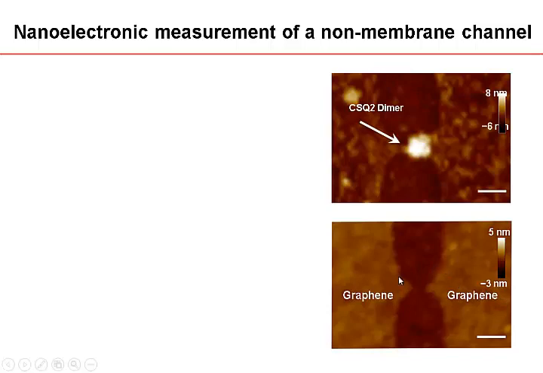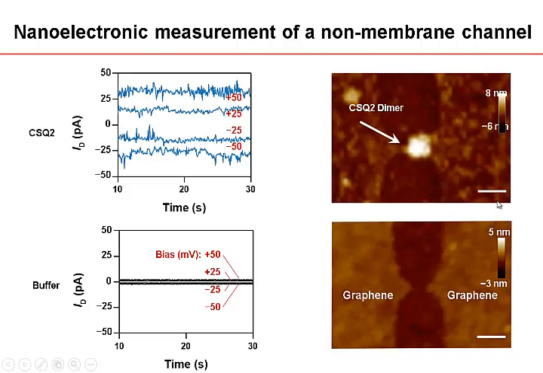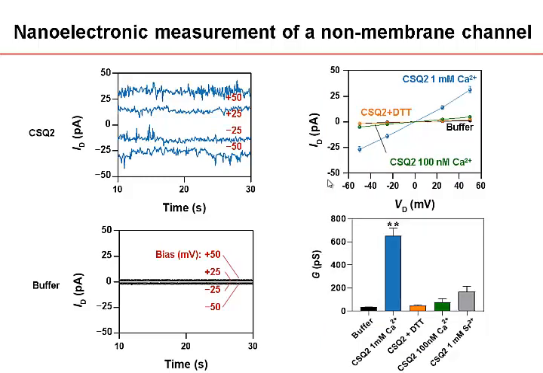In the absence of a CSQ2 dimer, a voltage of 50 mV induces a Faradaic current of less than 2 picoamperes. In contrast, in the presence of a CSQ2 dimer, the current was increased by more than 1 order of magnitude, showing a conductance of more than 600 picosiemens. When the disulfide bonds were reduced by DTT, the conductance returned to the buffer level, confirming that the large conductance was attributable to the conduction of the CSQ2 dimer.